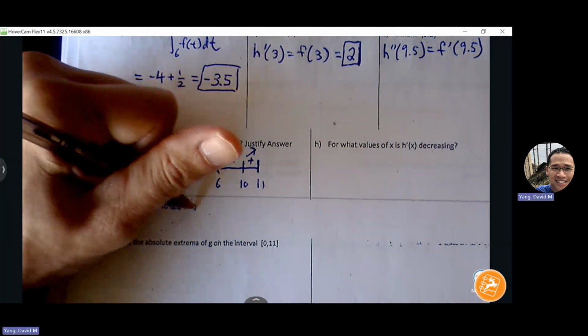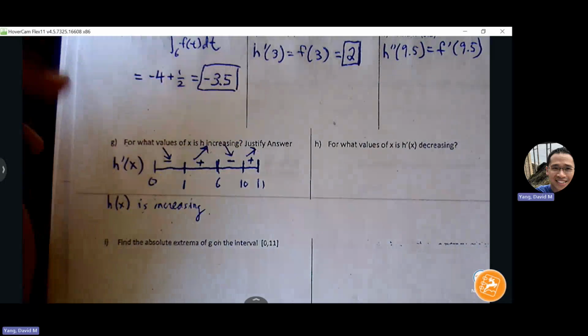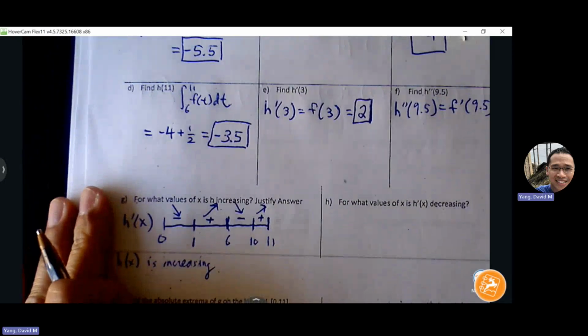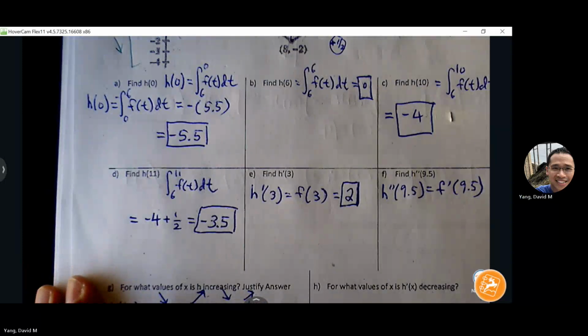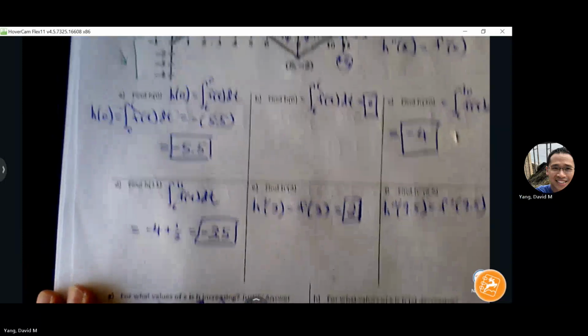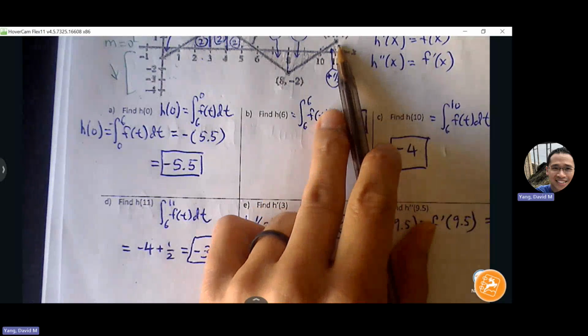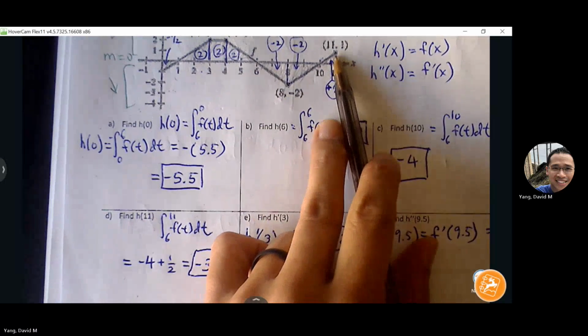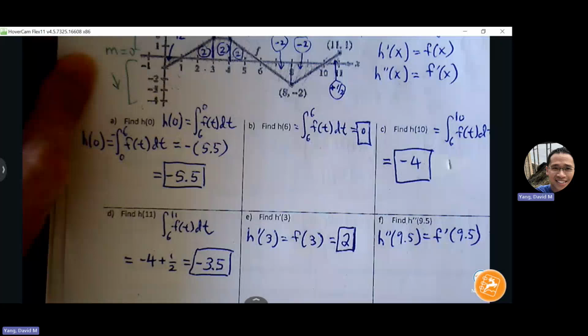10, 11? Because on the graph, there's like an arrow. Oh, I had that being an endpoint. Oh. I thought I saw.